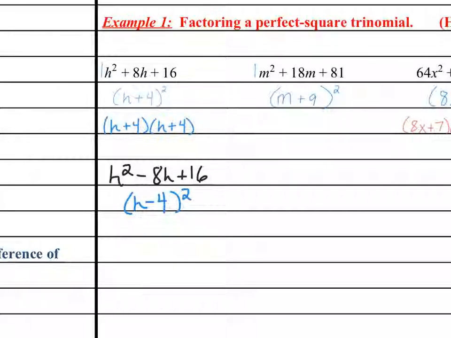Can you do the next one for me? So just like this one, so m squared minus 18m plus 81, what would that be if you factored it?